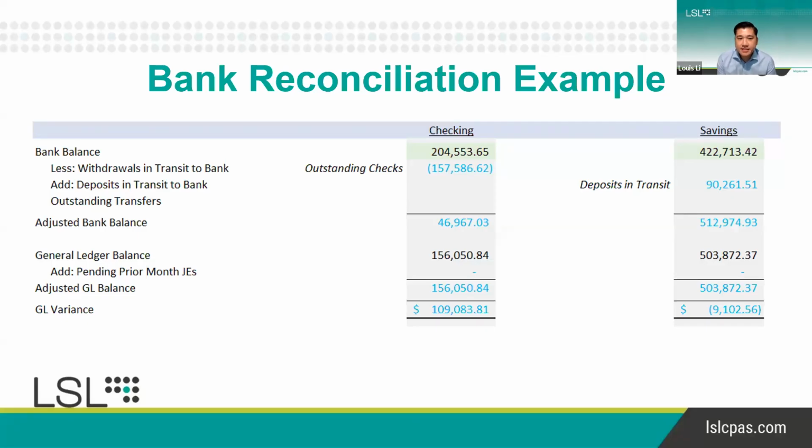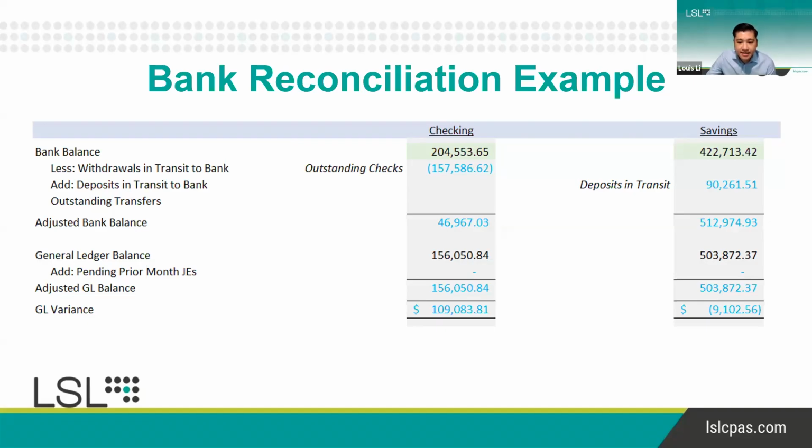Now for the savings account, the ending cash bank balance would be the 422,000. And since all the deposits are recorded in the savings account, we cleared off all the deposits that cleared through the bank. And so far the deposits in transit for deposits that haven't cleared either due to timing or it's still on its way to the bank, would be 90,000. And since we're expecting to receive this in the bank, so it's going to be adding to your cash balance, which makes the savings account adjusted bank balance to be 512,000.